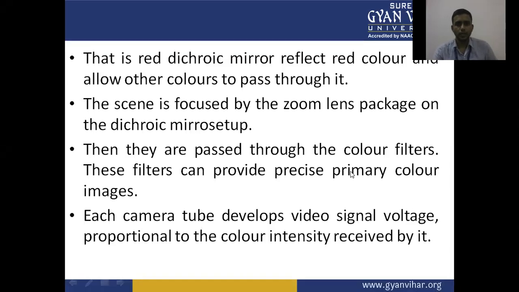The red dichroic mirror reflects the red color and allows all other colors to pass through it. The scene is focused by the zoom lens package on the dichroic mirror setup, and the light is passed through color filters. These filters can provide precise primary color images. Each camera tube develops a video signal voltage proportional to the color intensity received by it.